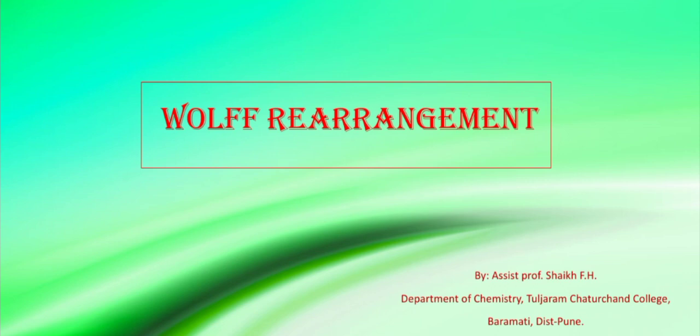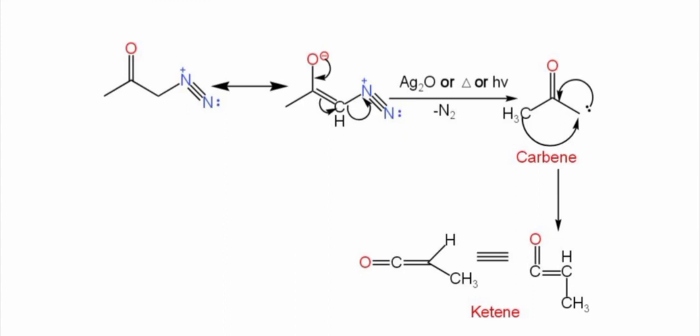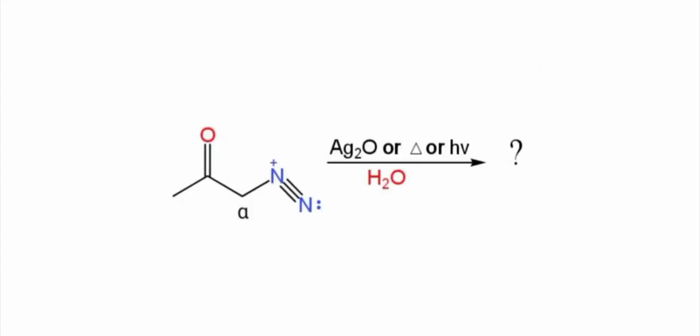So let us see what is Wolff rearrangement. In Wolff rearrangement we have alpha diazoketone. Okay. We have alpha diazoketone. Alpha carbon has a diazo group. Okay, this alpha diazoketone. Here is CH3.